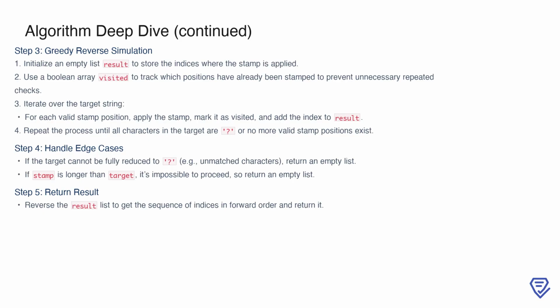To handle edge cases, we ensure that if the target cannot be fully reduced to question marks, we return an empty list. Additionally, we account for scenarios where the stamp is longer than the target, which makes it impossible to proceed and requires returning an empty list. Once the target is fully reduced, we reverse the result list and return it.